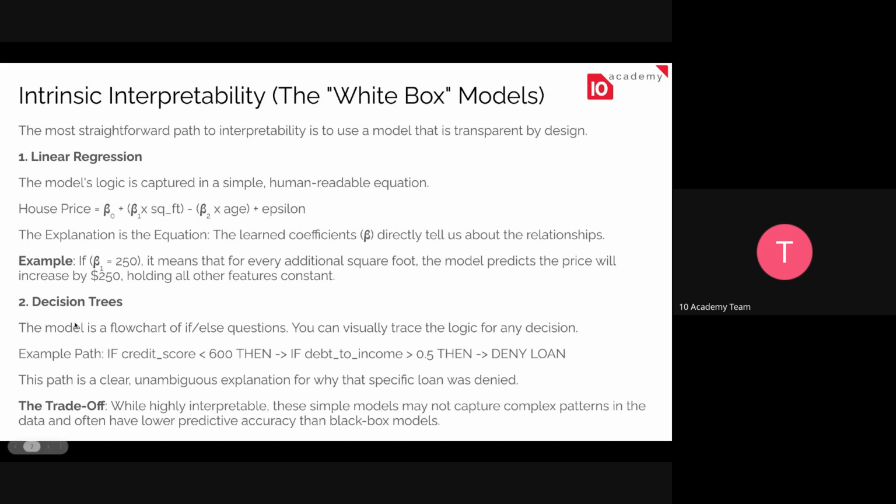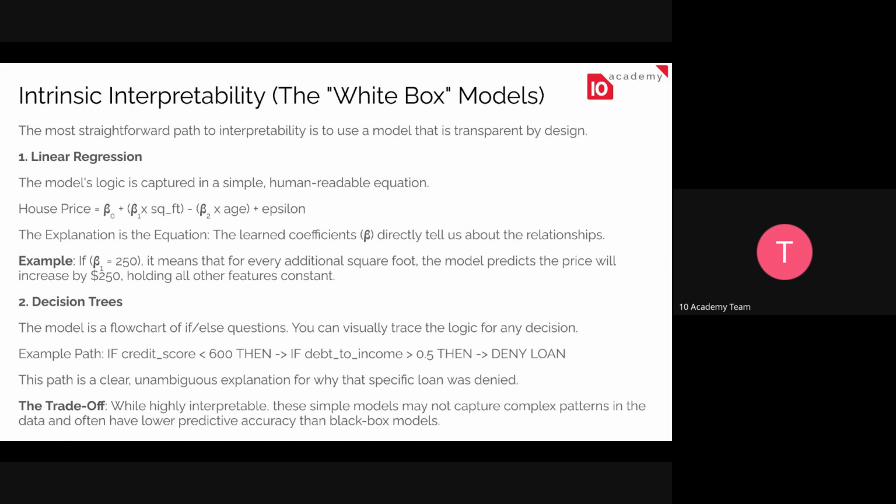Okay. And for the decision model, you can just have a flow chart of if-else questions. If this happens, then this happens, or if that happens, that's going to happen, and so on. You can visually trace the logic in any decision. For example, if credit score is less than 600, then if debt to income ratio is greater than 0.5, then deny loan. You can follow the tree in order to arrive at a decision, so it's a very clear, unambiguous explanation for why a specific loan was denied.